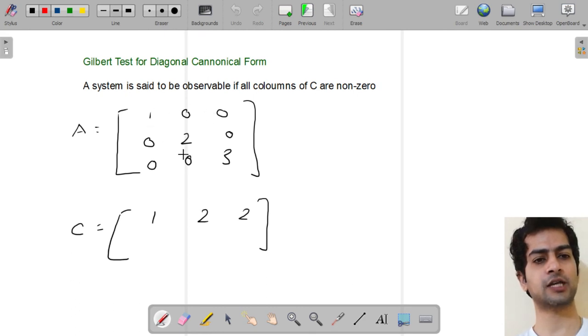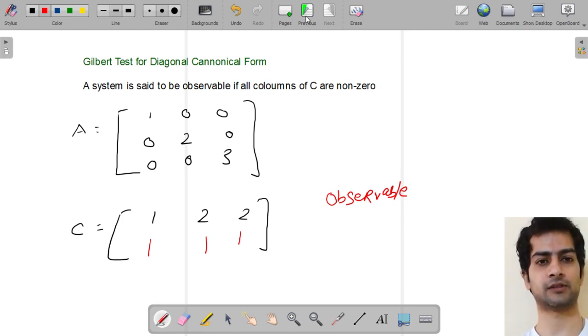Here also we first have to find out whether our matrix A is in diagonal canonical form or not. And if it is so, then we simply have to check matrix C and see that all column elements of matrix C should be non-zero. Here you can see that all column elements of matrix C are not zero. So it is our observable state.